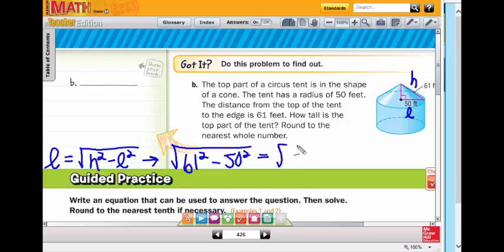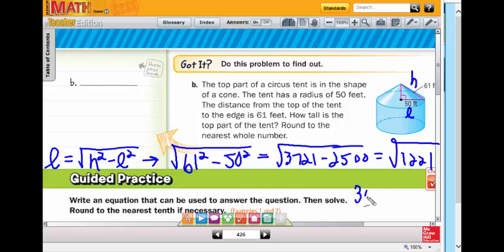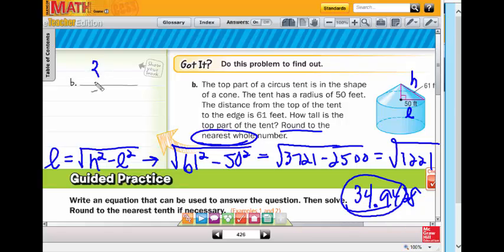That equals the square root of 3,721 minus 2,500, and that is the square root of 1,221, and that comes out to about 34.9428. And remember, everything we're doing here is to the nearest tenth normally, but this particular problem said round to the nearest whole number. Well, the nearest whole number to this is 35. So we have 35 feet.